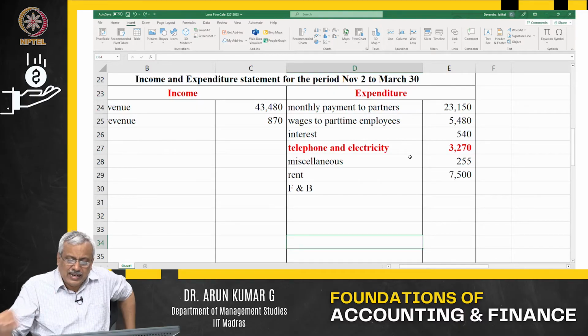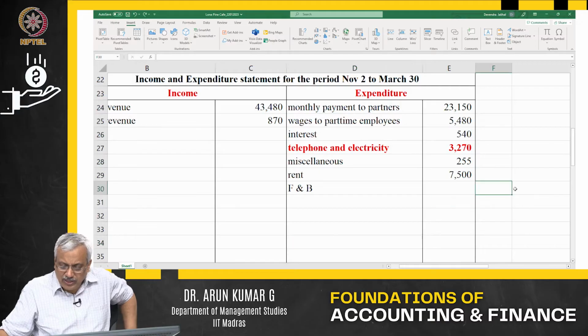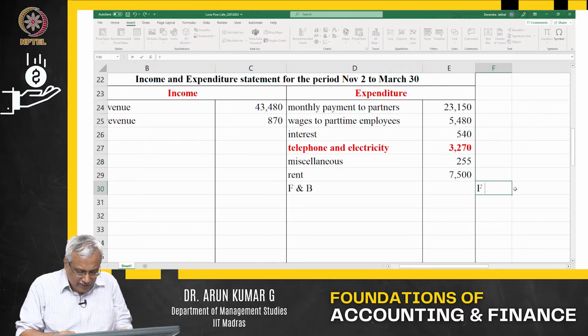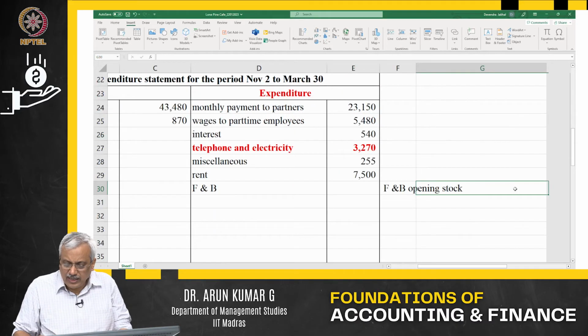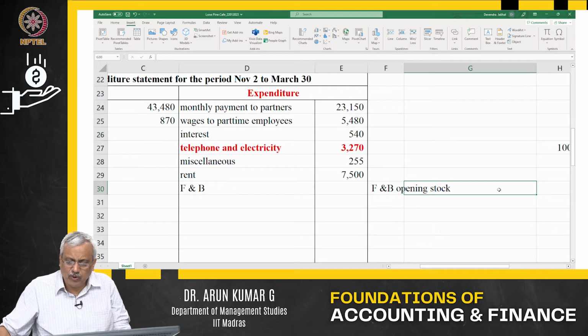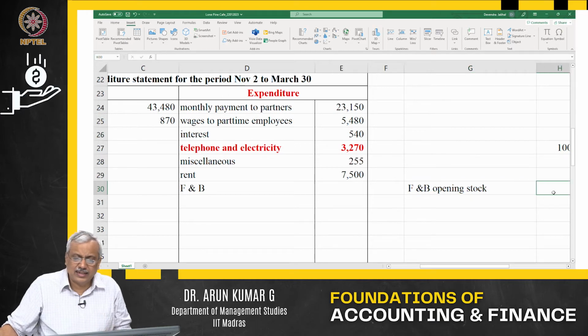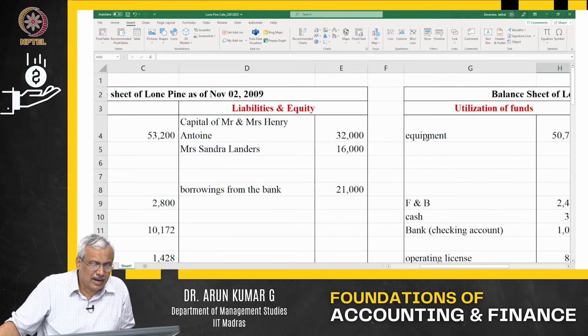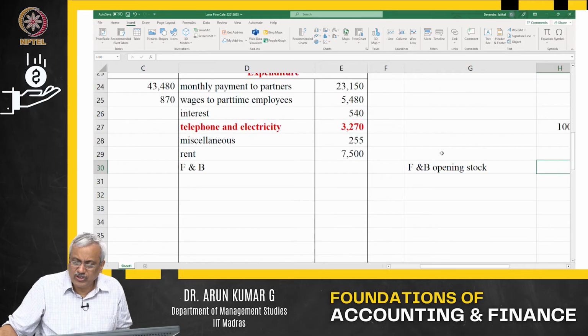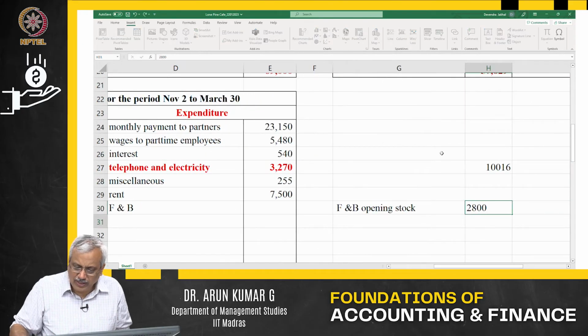So if you look at F&B, I am going to use this column here. F&B opening stock. You open the stock here. I started on 2nd of March with about $2,800 worth of F&B.